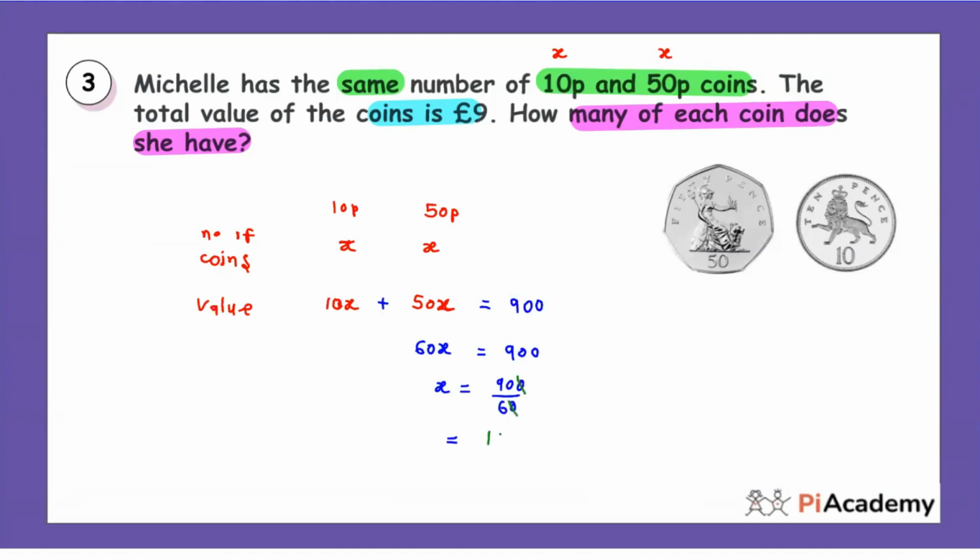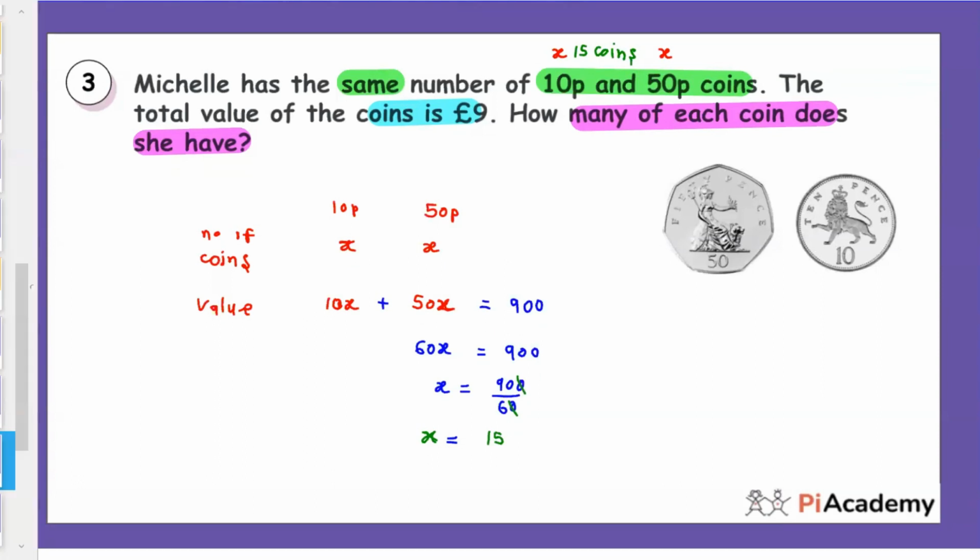gives you 15. So the question's answer is to find how many coins of each, right? So you know x and x, but they are asking just how many of each of them, okay? So the answer is 15 coins each of them, right? So the answer for this is 15 coins. Right, everyone? So this is all about today's lesson.